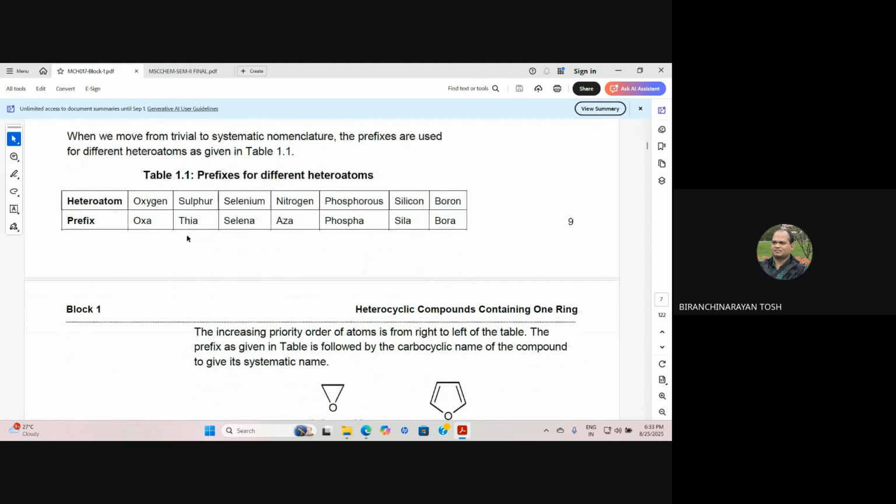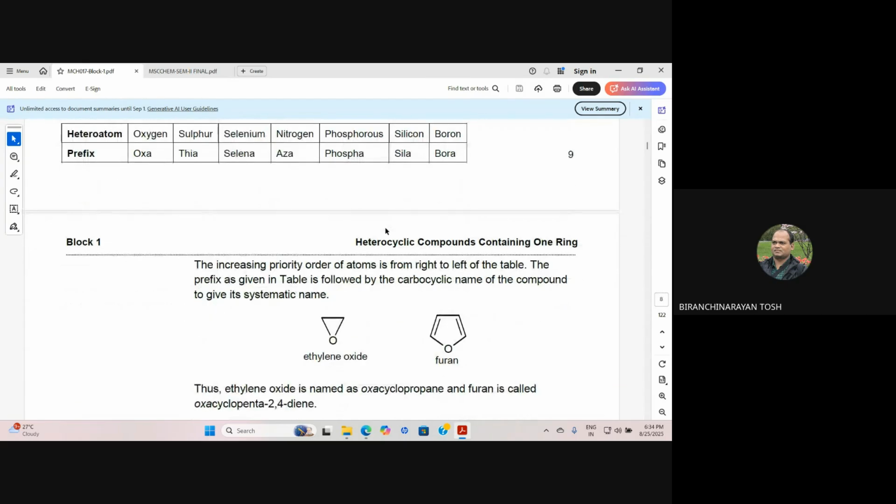And the priority, when more than one heteroatom is there, so priority will be given. Highest priority is oxygen. From left to right, it will decrease. So the increasing priority order of atoms is from right to left. That means it will decrease from left to right. So oxygen will be given the first priority, then sulfur, then selenium, then nitrogen, then phosphorus, then silicon, and at last it will be boron.